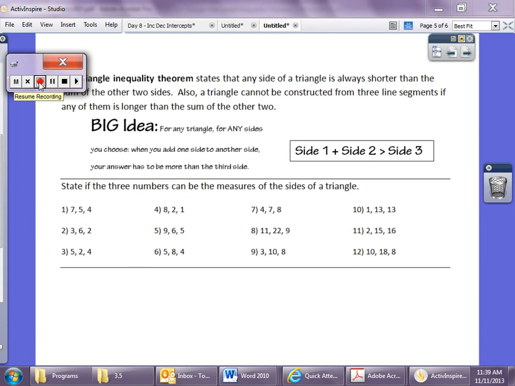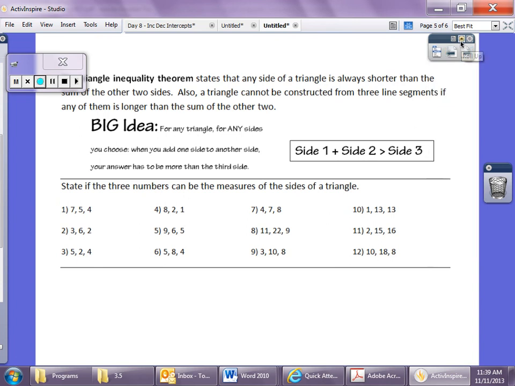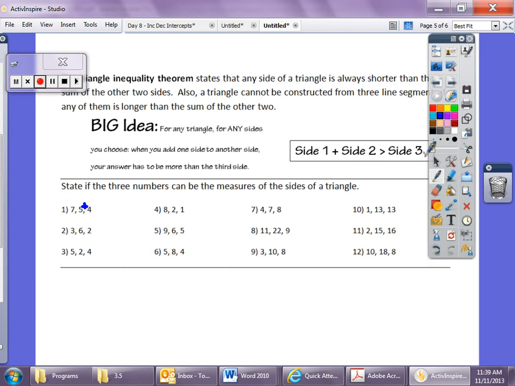Alright, a triangle cannot be constructed from three line segments if any of them is longer than the sum of the other two. So our big idea for any triangle, for any three sides you choose, when you add one side to another, your answer has to be more than the third side. So when we're given these, we add the two smaller ones together, and it has to be bigger than the third one. Well, 5 plus 4, that's 9. 9 is greater than 7, so this is yes.